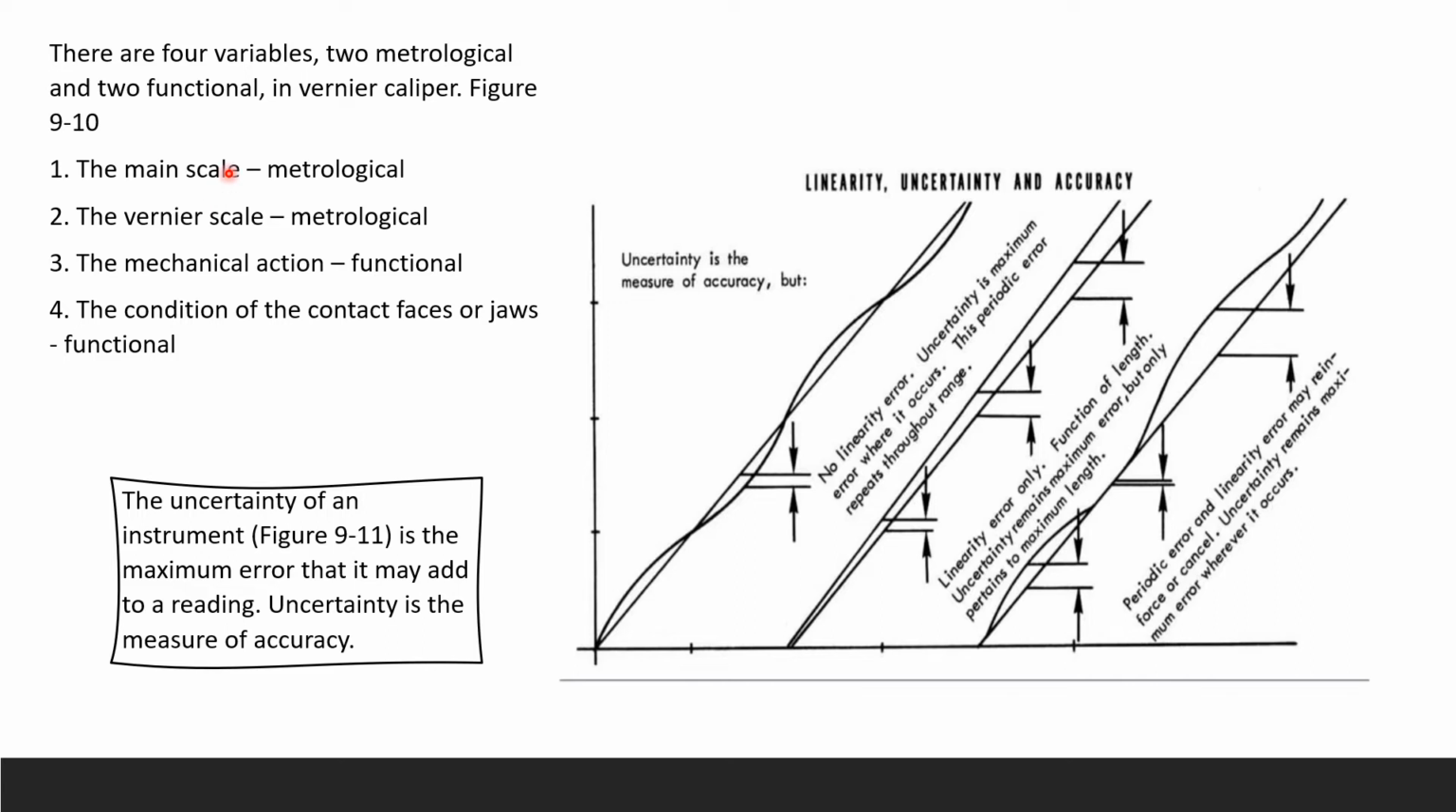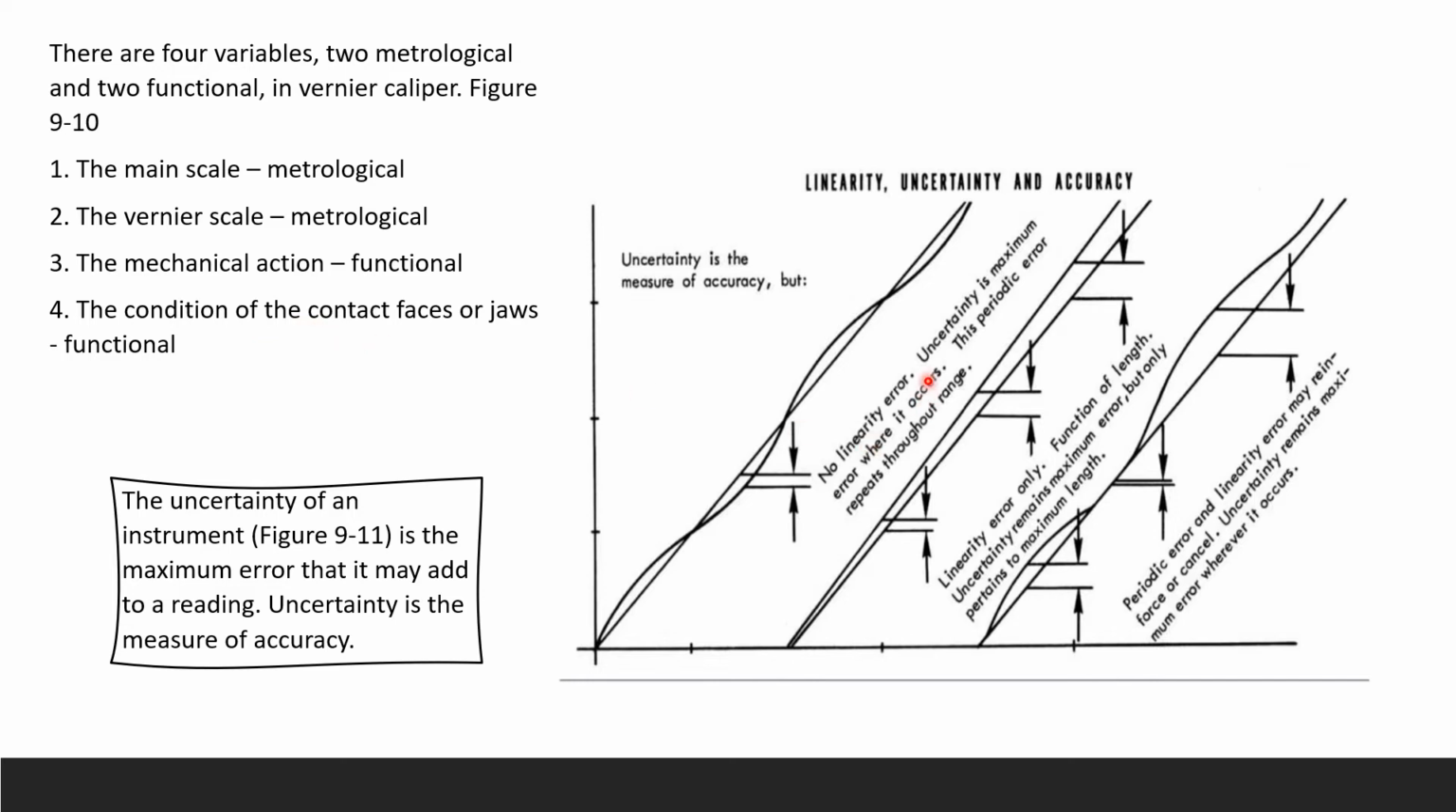Okay, so we found 4 variables generally, okay? 2 of them are metrological and 2 of them are functional, and that is for a vernier caliper. So we've got metrological: the main scale, metrological: the vernier scale, functional: the mechanical action. Another functional is the condition of the contact faces or jaws.